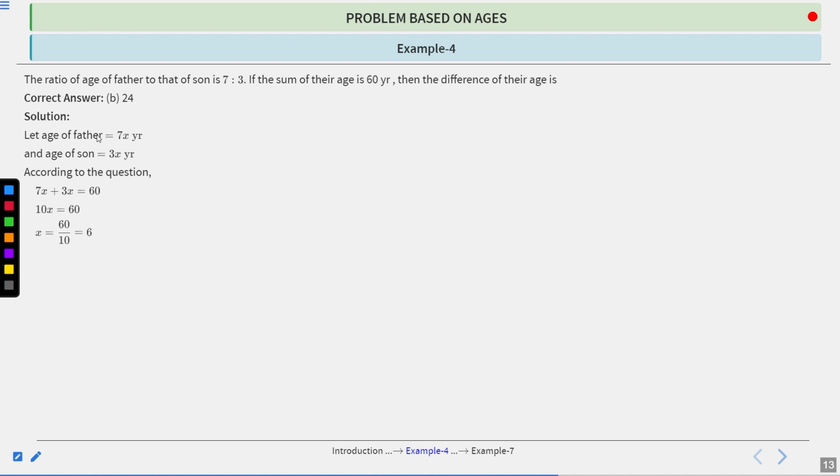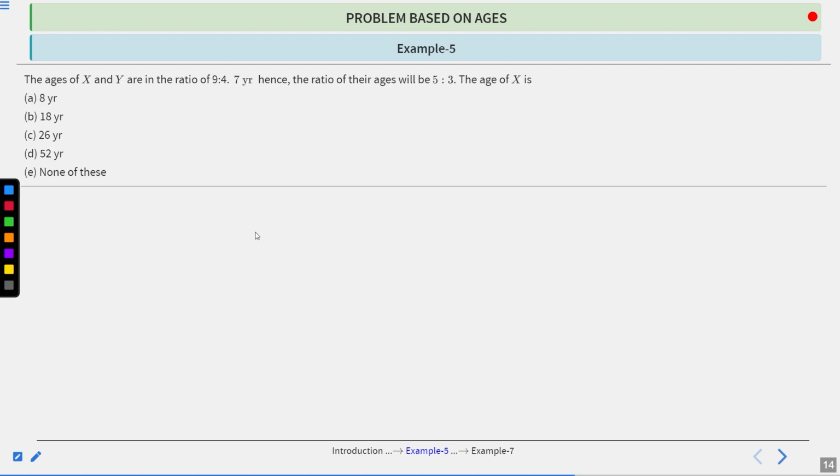Now we can calculate the age of father and son. So age of son will become 6 into 3, which equals 18 years. And father's age will become 6 into 7, which equals 42 years. Now the question is the difference of their ages. Father is 42 years, son is 18 years. So the required difference is 42 minus 18, which equals 24 years. So B is the correct answer.